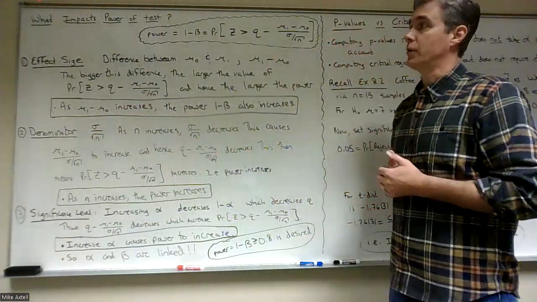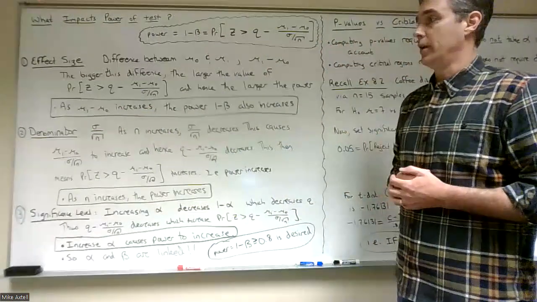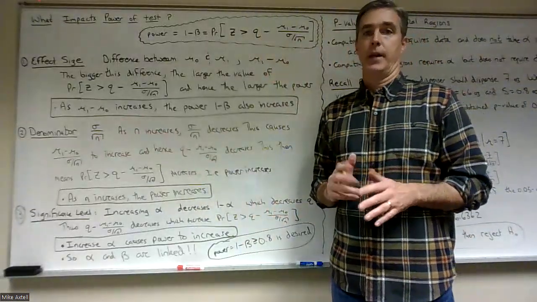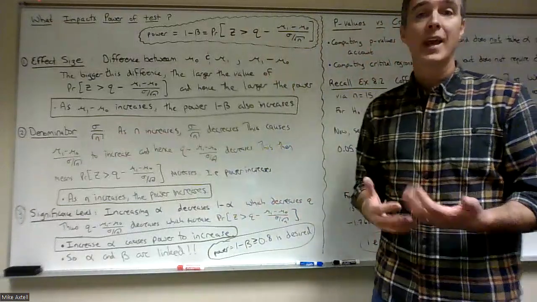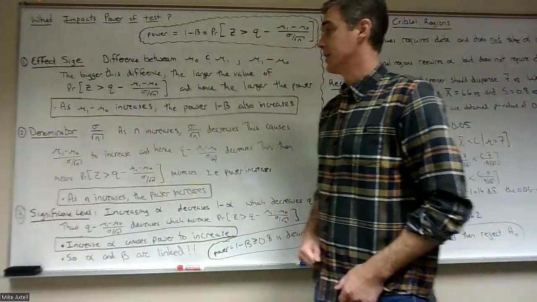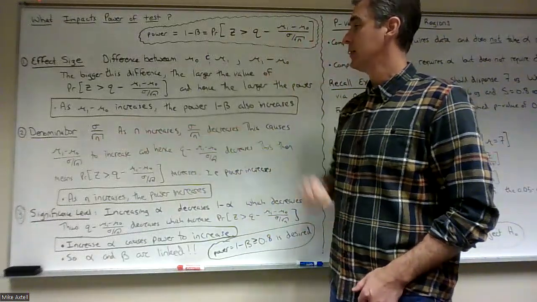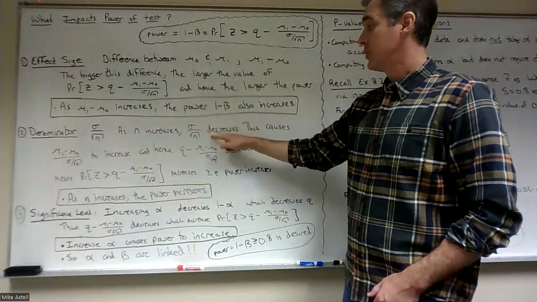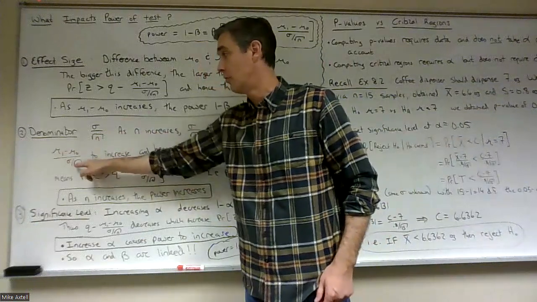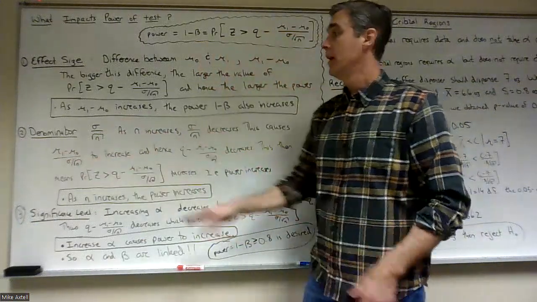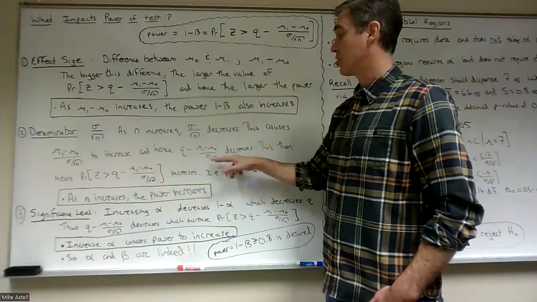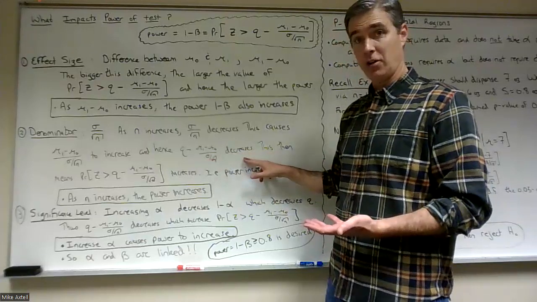All right, what also affects the power? The denominator, sigma over root n. Now, we can't control sigma. That's given to us in the population, right? But we can sometimes control n, how much data we gather. So as n increases, this fraction decreases. Now, if this fraction decreases, it causes this fraction to increase. Smaller denominator, bigger fraction. Now, if that entire fraction is bigger, then q minus that fraction decreases, it gets smaller.